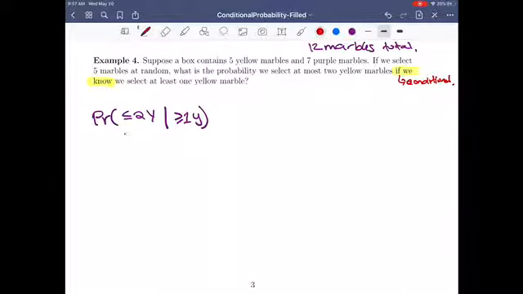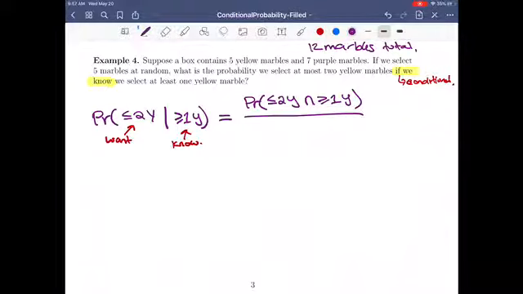Okay, so this is the one that I want. This is the one that I know is going to happen. So I use the formula because it's hard to work with the conditional. So I'm going to switch. It's the probability that I get at most 2 yellow and at least 1 yellow, divided by the one that I know, which is the probability I get at least 1 yellow.